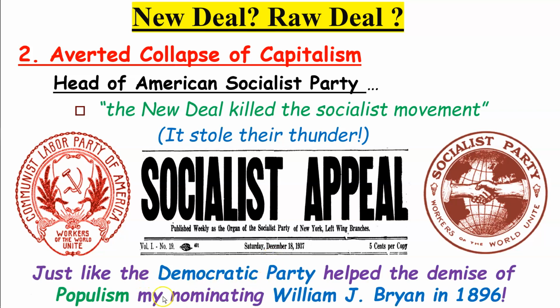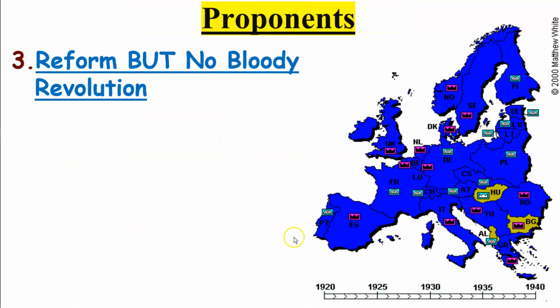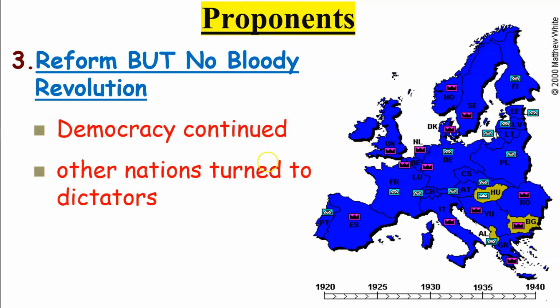Kind of like the Democratic Party, by nominating William Jennings Bryan, took the thunder away from the populism, took on some of their ideas and ran with them, but the Populist Party didn't swallow it up, right? It would perhaps have been a little more radical if William Jennings Bryan had been elected president, talking about a lot of the things that are happening here in the New Deal. So other supporters would say there was reform, but no bloody revolution. Democracy survived.